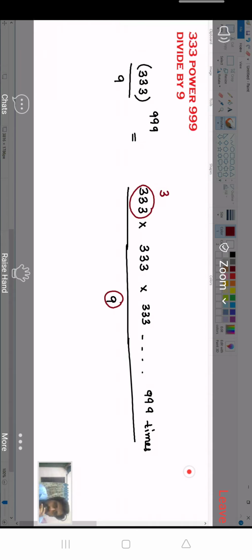So 333 is completely divisible by 9. You very well note this. 333 will be completely divisible by 9, so we are getting a remainder of 0. 0 will come for how many times? 0 will come 999 times. What is the remainder of 0 by 9? The remainder is going to be 0, because 0 into any number is going to be 0. That's why we can directly mark our answer as remainder 0.